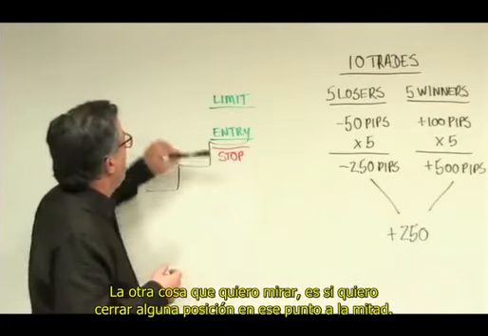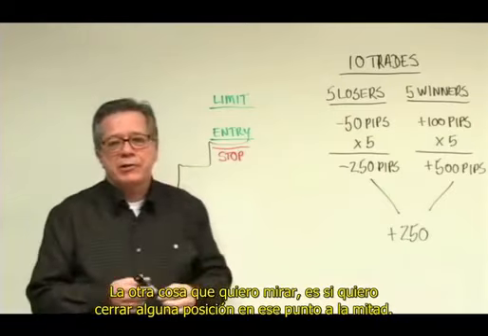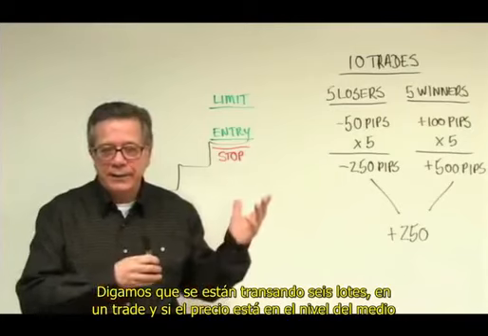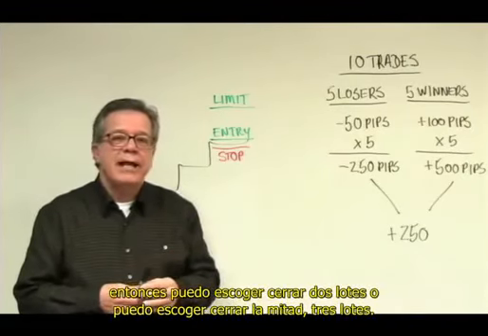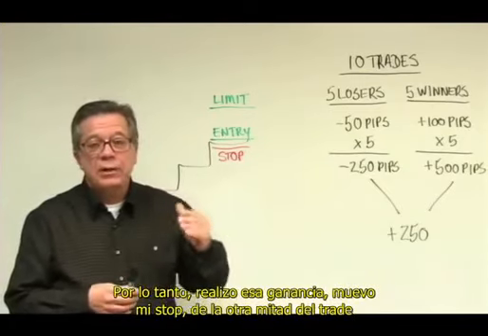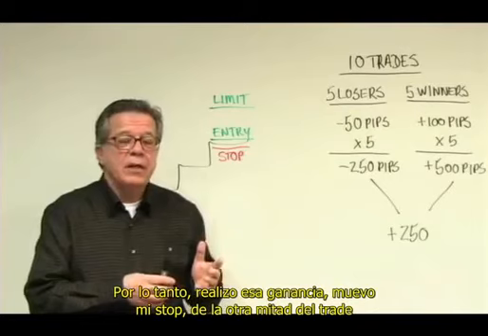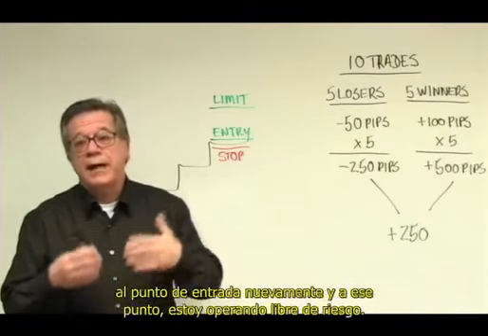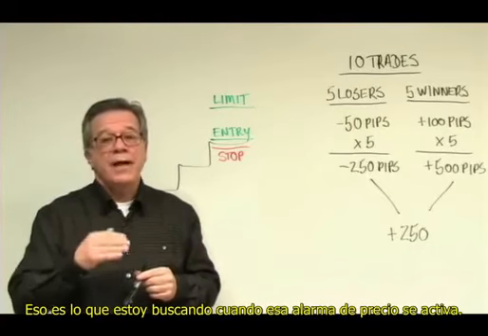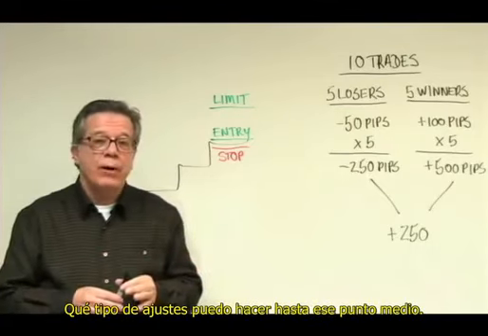The other thing that I want to take a look at is, do I want to close out any positions at that halfway point? Let's say I'm trading 6 lots on the trade. And once it gets to that halfway point, I might choose to close out 2 of those lots, or I might choose to close out half of them, 3 of those lots, thereby locking in that profit, moving my stop to break even on the rest, at which point, again, I'm trading risk-free. So that's what I'm looking for when that price alarm hits. What kind of adjustments do I want to make at that halfway point?